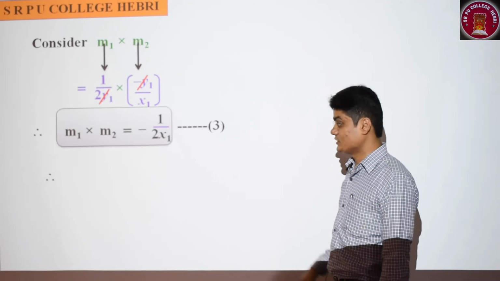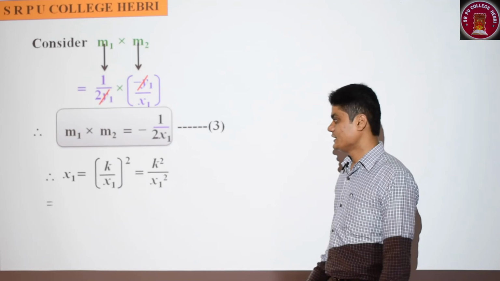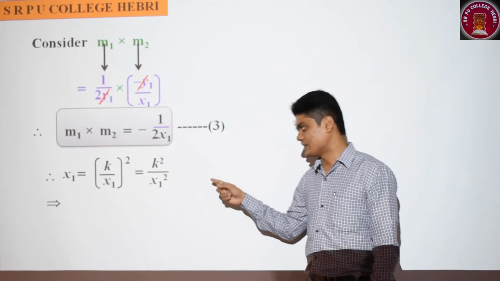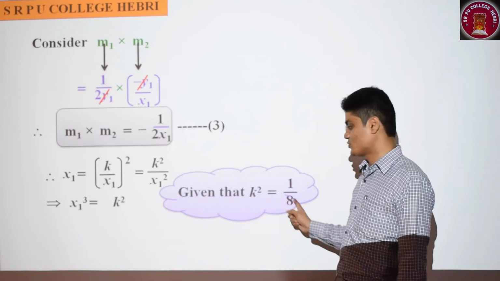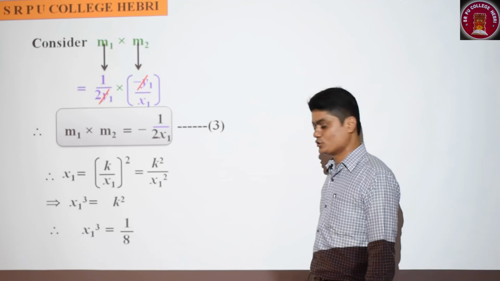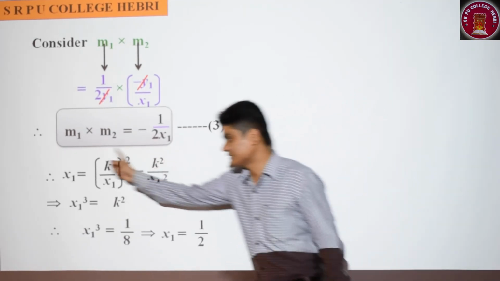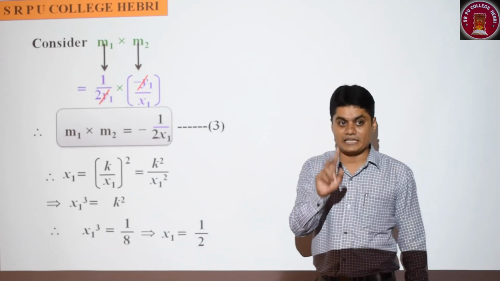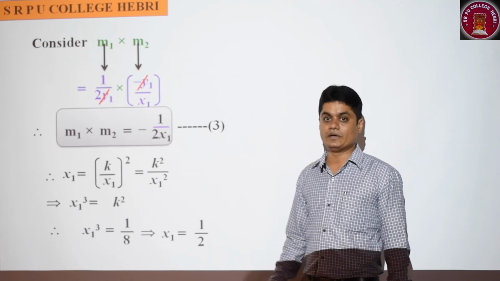As well as we know from the equation of the curve, x1 is equal to y1 square. Substitute: x1 is equal to k square by x1 square, so x1 cube is equal to k square. Given that k square is equal to 1 by 8, x1 cube is equal to 1 by 8. So x1 is equal to half. I am just using the two data given in the question. So x1 is equal to 1 by 2.